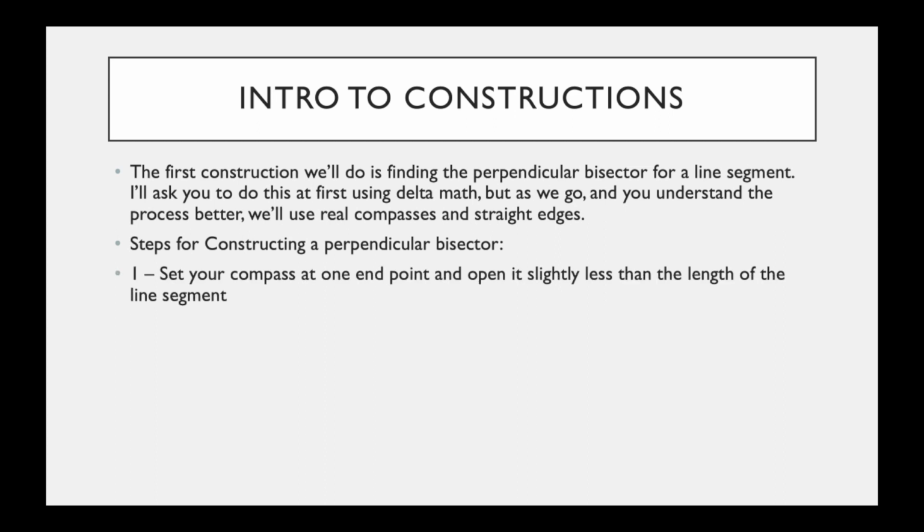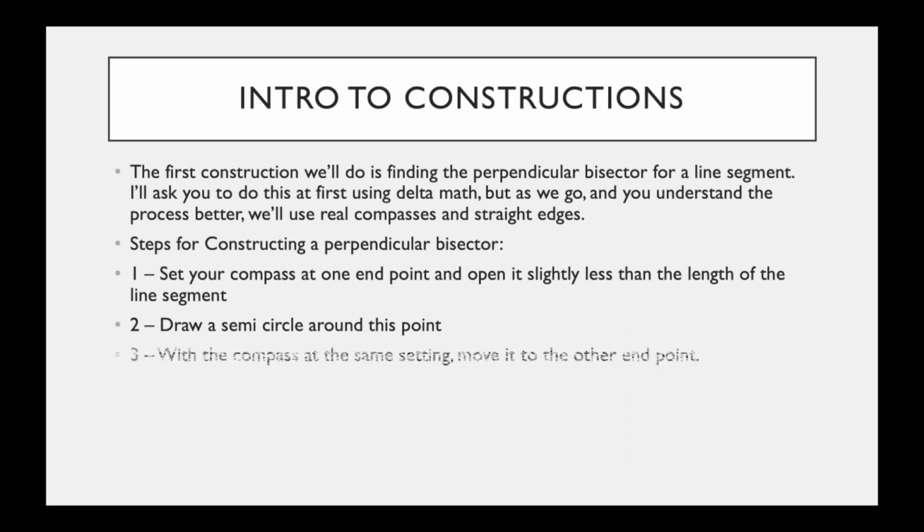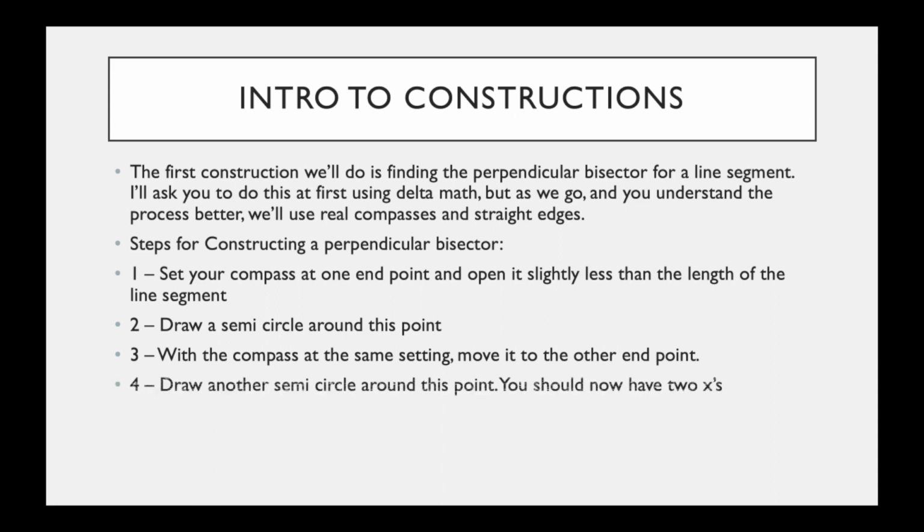Step 1. Set your compass at one end point of the line segment and open it to slightly less than the length of the entire line segment. Step 2. Draw a semicircle around this point. So a semicircle is an arc. You don't have to draw an entire circle, just a semicircle. Then, with the compass at the same setting, move it to the other end point of the line segment. Draw another semicircle around this point.